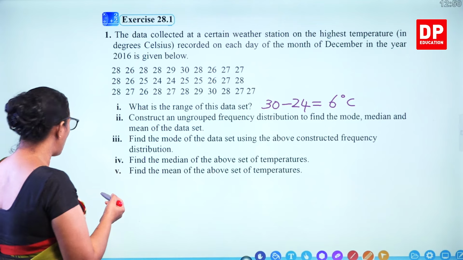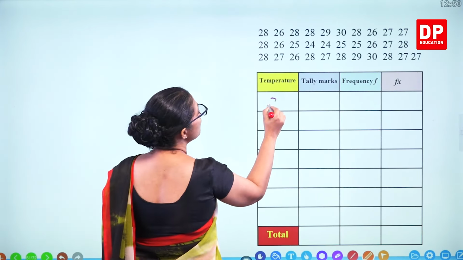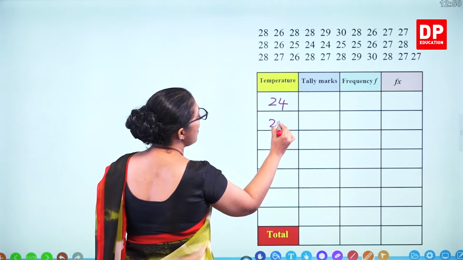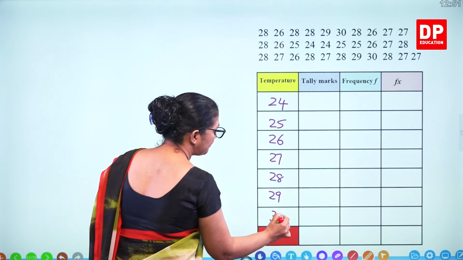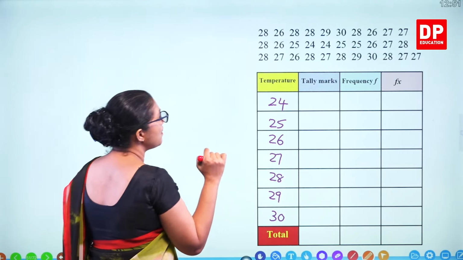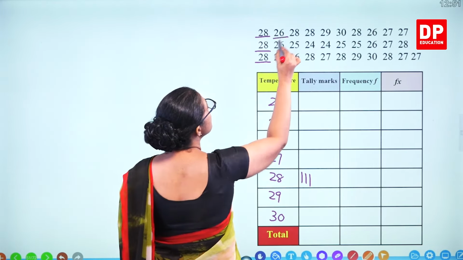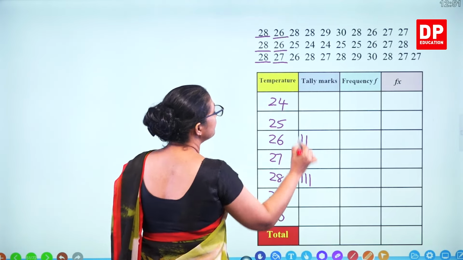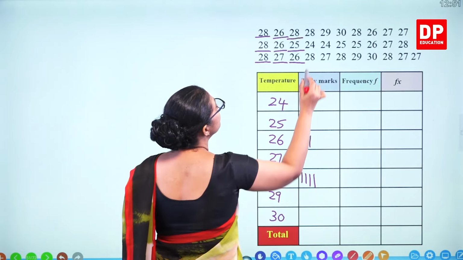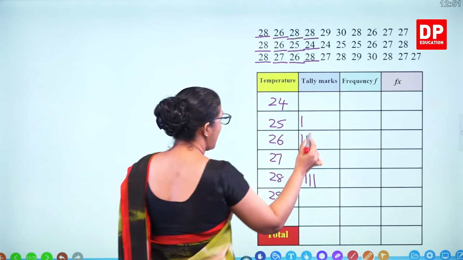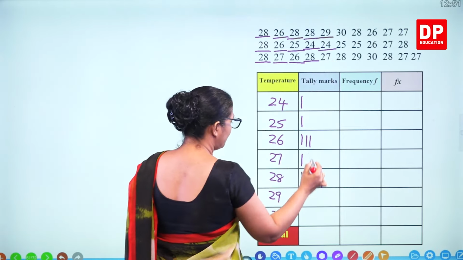So lowest is 24 to 30. So we can say temperature. So 24, 25, 26, 27, 28, 29, 30. Now we can put tally marks and see 28 3 times. 26, 26, 27. 28, 25, 26. 28, 24, 28. 29, 24.